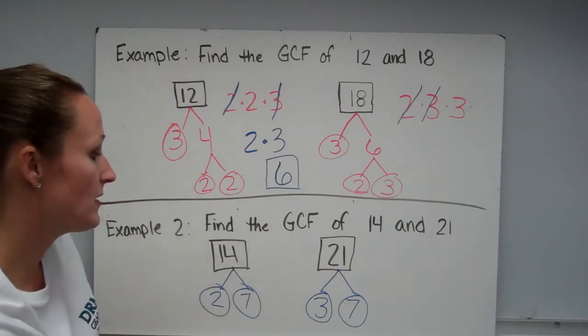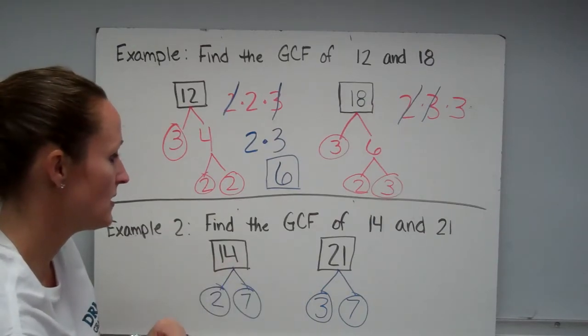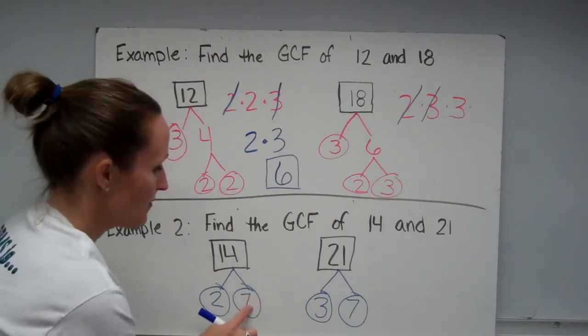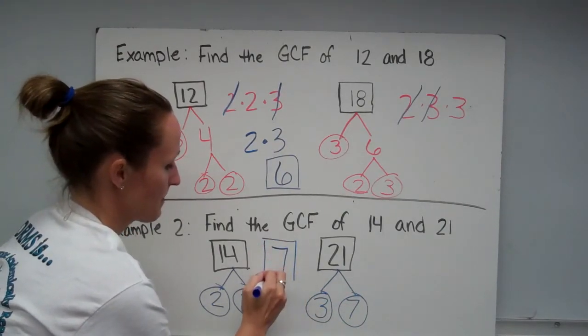What is the only number that they have in common? 14 has a 2, 21 does not. 21 has a 3, 14 does not, but both have a 7. So our GCF here would be 7.